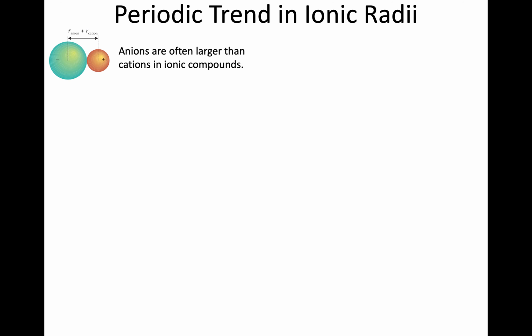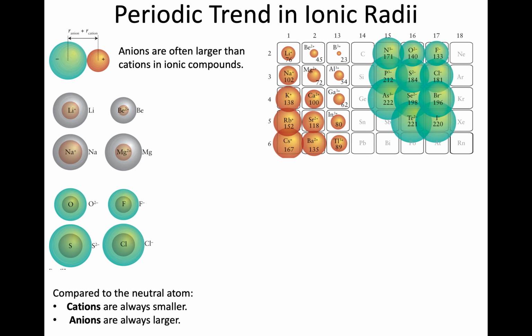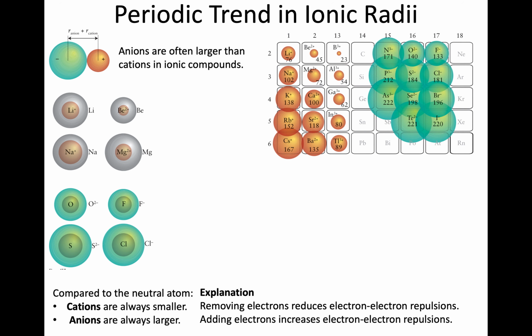What if we're talking about ions? We find that the size for the cations and anions are different than the neutral atoms. Compared to the neutral atom, the cation is always smaller, and the anion is always larger. My explanations for these: if I'm removing electrons, I'm reducing the electron-electron repulsions. So for a cation, it leads to a contraction in the size. For the anions, I'm adding electrons, and these will increase the electron-electron repulsions, so the anion becomes larger.